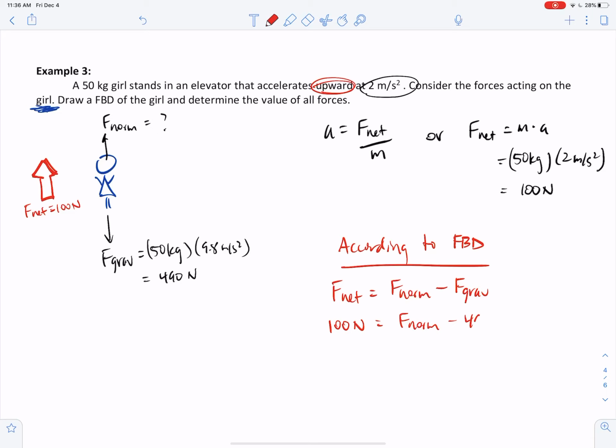Gravity is 490 newtons. So the normal force, meaning the force of the elevator floor on her, must be 590 newtons. So I can go ahead and write that in here. And now the sum of the forces is indeed 100 in the upward direction.